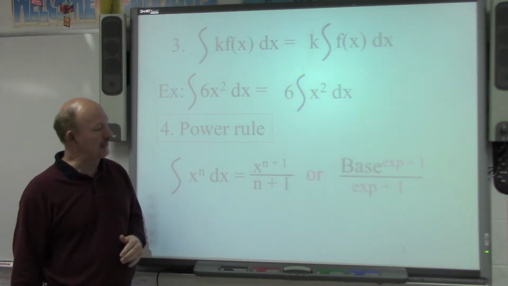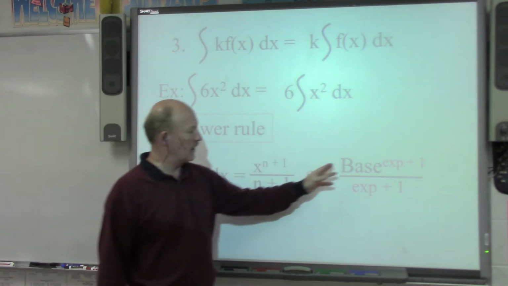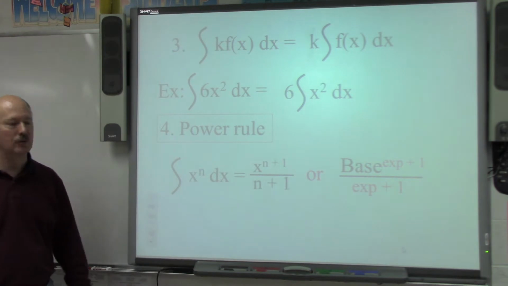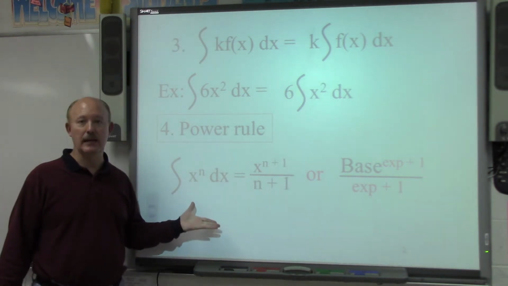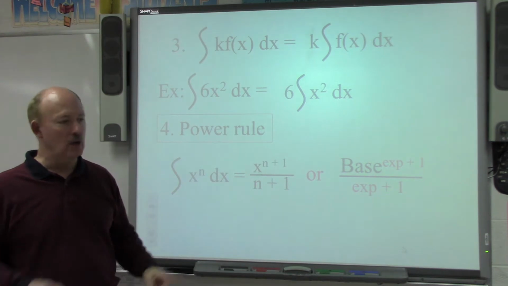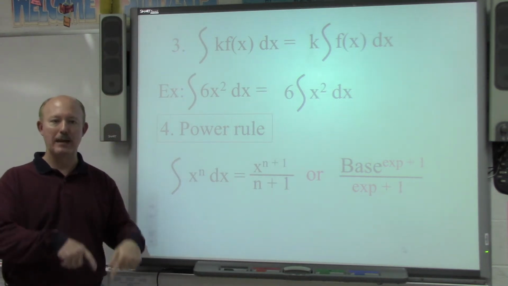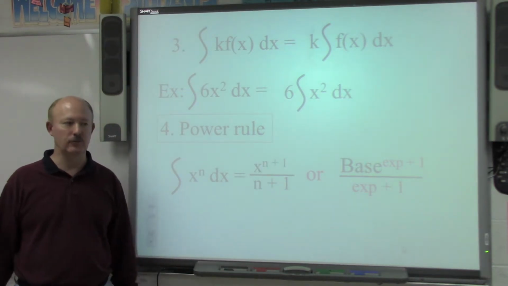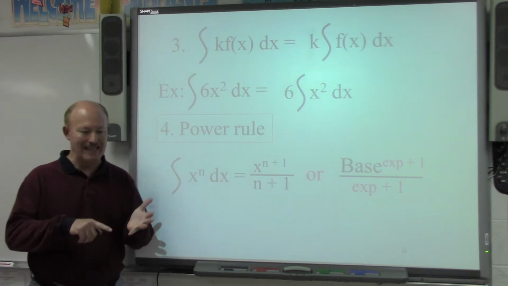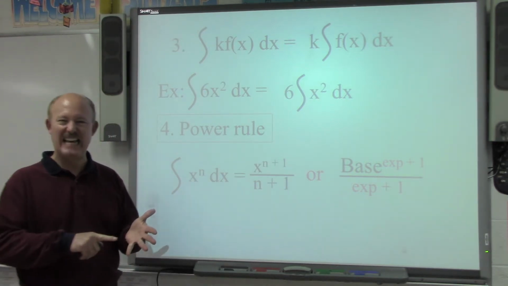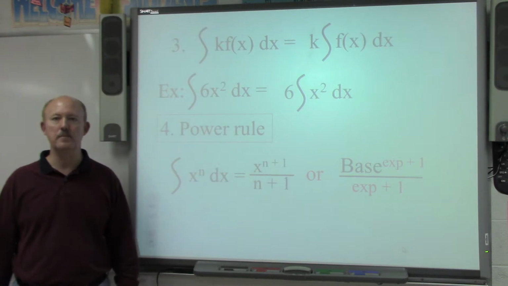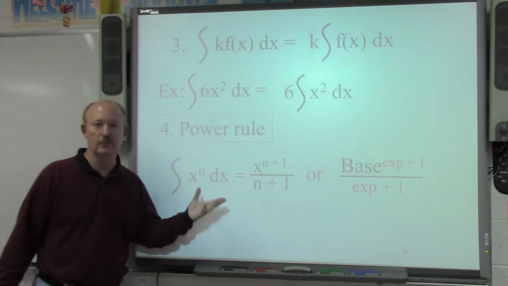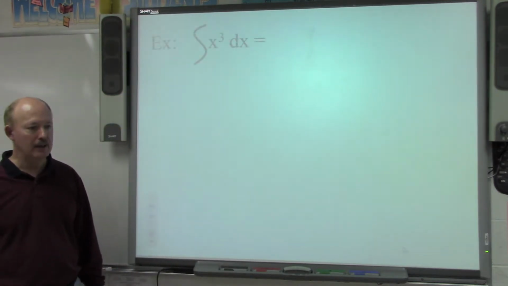Or you can represent it like this. In some textbooks, you have your base to the exponent plus 1 divided by the exponent plus 1. That's another way to illustrate it, but it's basically the same thing. You're adding 1 and then dividing, as opposed to subtracting 1 and then multiplying. This is called the power rule for antiderivatives. To get your antiderivatives, whether we're doing indefinite or definite integration, we have to use the power rule. Virtually every day for the rest of the year, my classes are going to be using this on a daily basis.